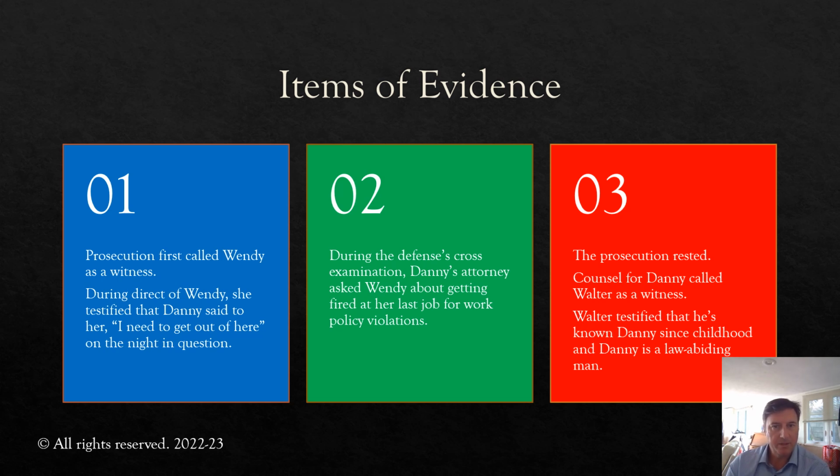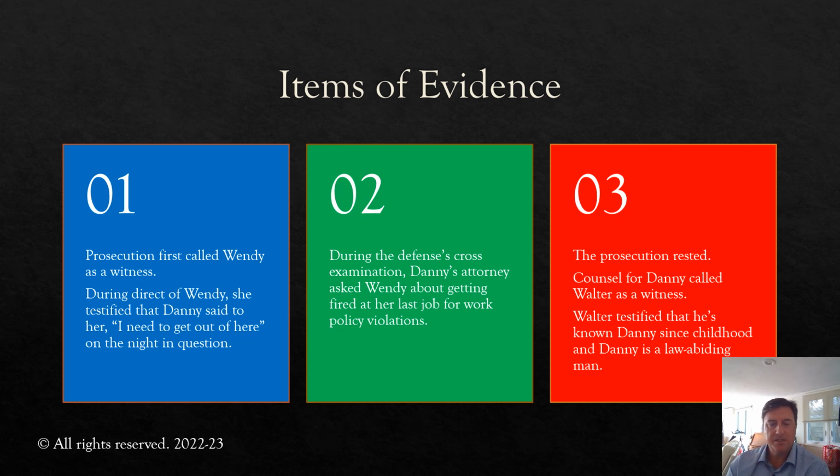They first called Wendy as a witness. Danny's attorney asked Wendy about getting. It's a historical account. So if we look at item of evidence 1, notice it's in the prosecution's case. It's during Wendy's testimony, during the direct, and it has a statement from Danny, "I need to get out of here." So we identify that, Danny's statement to Wendy, Roman numeral 1, the item of evidence.